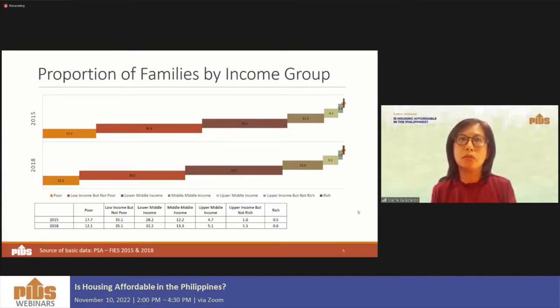So poor are those, of course, below the poverty threshold. The low income but not poor have incomes twice the poverty threshold. Lower middle income, four times the poverty threshold, and so on. So there is a factor that increases the income of households based on the poverty threshold.